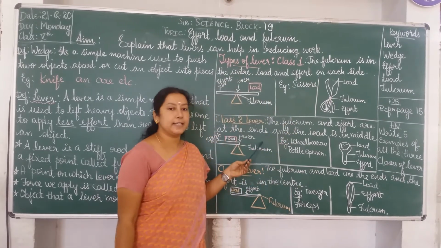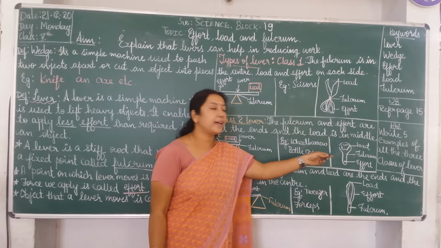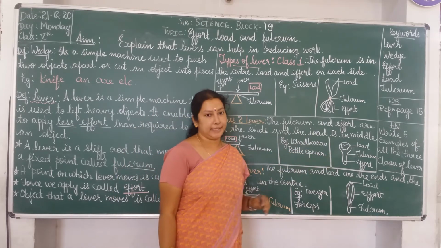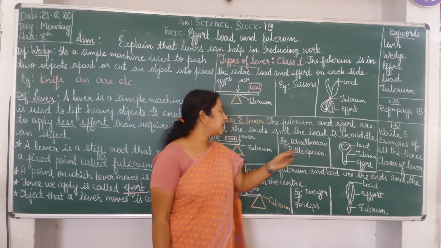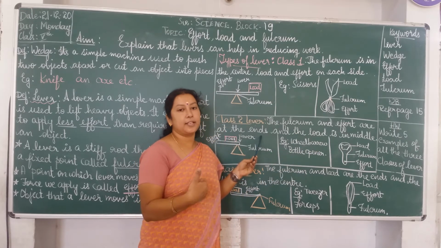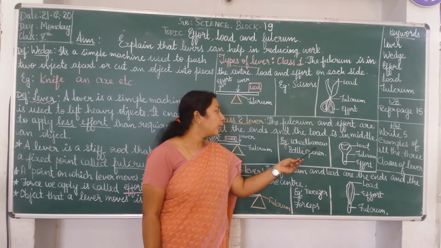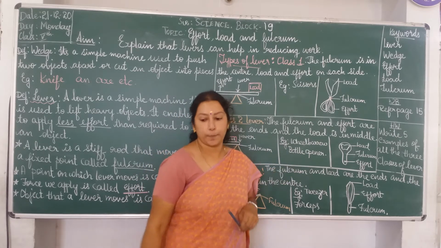In the second class lever, the fulcrum and the effort are at the ends and the load is in the middle. The fulcrum and efforts are at the end region. The load will be in the middle region. An example is a wheelbarrow or a bottle opener.